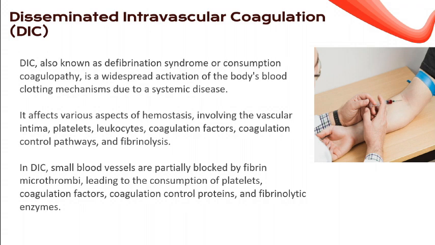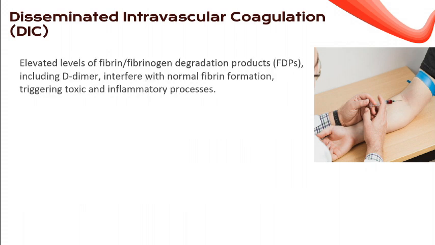Small blood vessels get partially blocked by fibrin microthrombi, leading to a consumption crisis of platelets, coagulation factors, and fibrinolytic enzymes. As these tiny fibrin microthrombi form, they interfere with normal fibrin formation, triggering toxic and inflammatory processes. Elevated levels of fibrin/fibrinogen degradation products, including the infamous D-dimer, become the telltale signs of DIC in the laboratory.